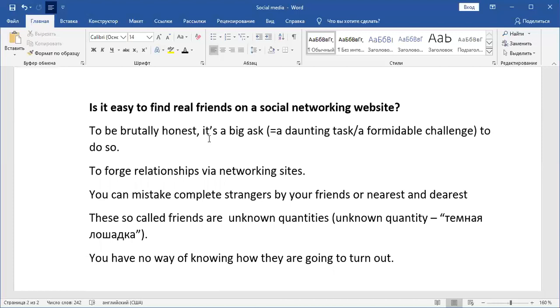It's very difficult to do what? To forge relationships via networking sites, right? You can mistake complete strangers for your friends or nearest and dearest, or these so-called friends on vk.com are unknown quantities. So you never know. And you can say you have no way of knowing how they are going to turn out. Okay. So these are useful expressions to talk about social media.